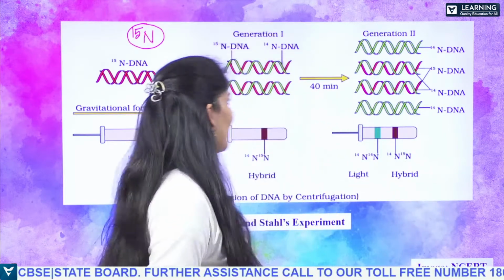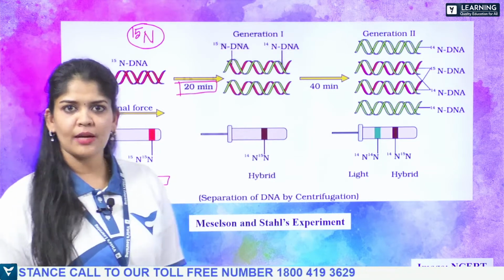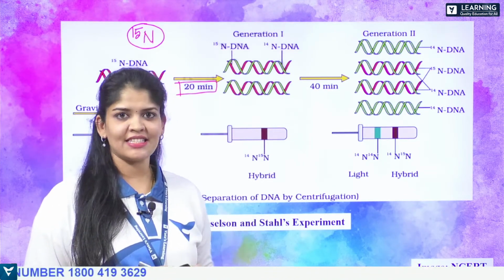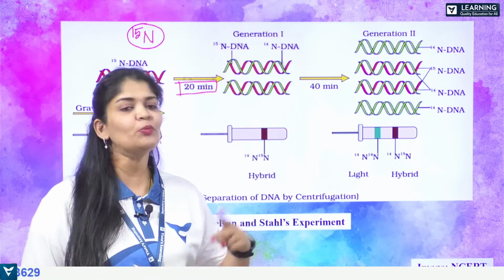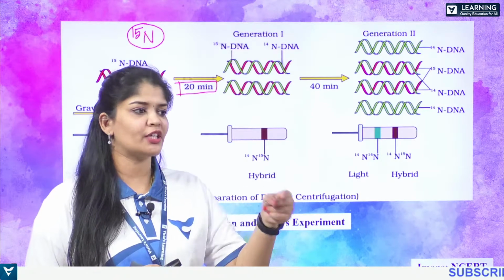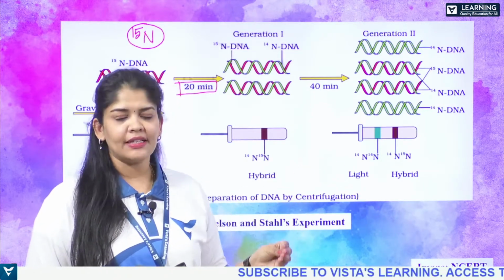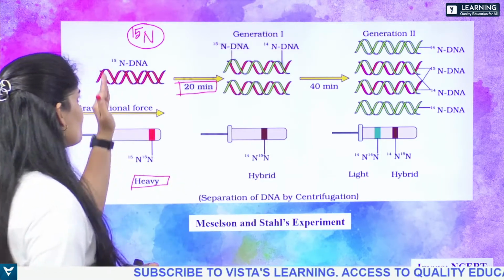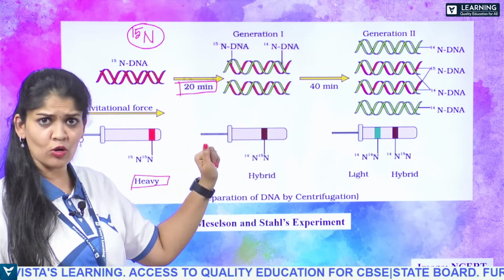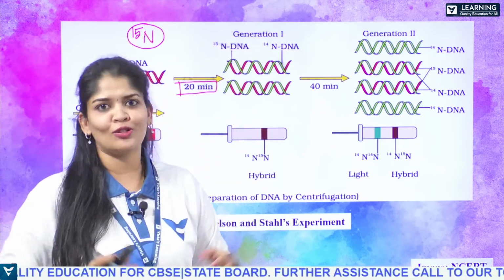Now, after 20 minutes, which is the generation time of Escherichia coli, doubling of the cells takes place. That means duplication takes place. If one cell is present, it is going to divide into 2. After 20 minutes, 2 cells are going to divide into 4. And where the division takes place, one cell divides into 2, and also the DNA replicates to produce 2 daughter DNA.